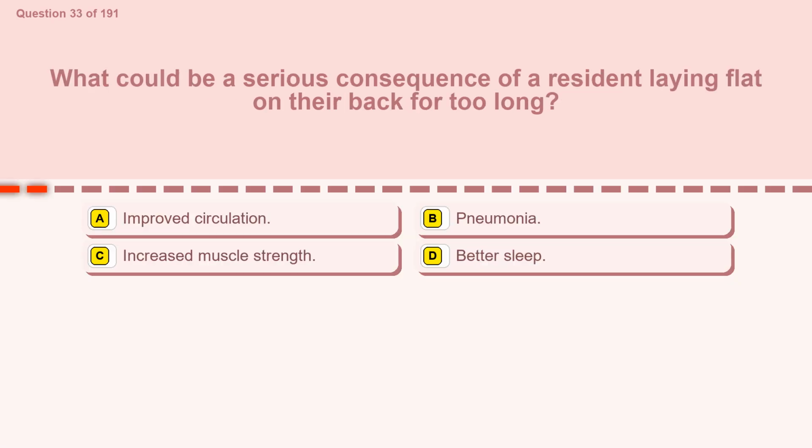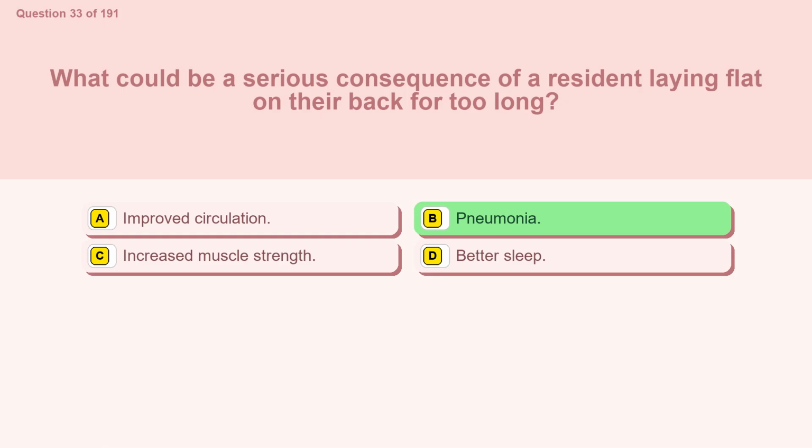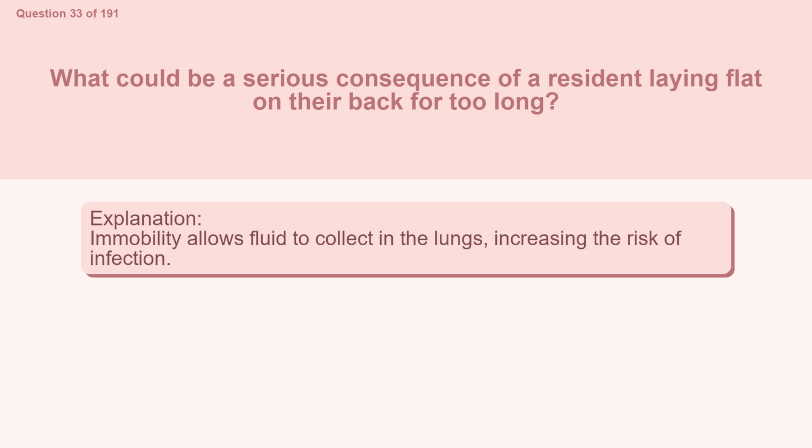Question 33. What could be a serious consequence of a resident laying flat on their back for too long? Option A. Improved circulation. Option B. Pneumonia. Option C. Increased muscle strength. Option D. Better sleep. The correct answer is option B. Pneumonia. Immobility allows fluid to collect in the lungs, increasing the risk of infection.